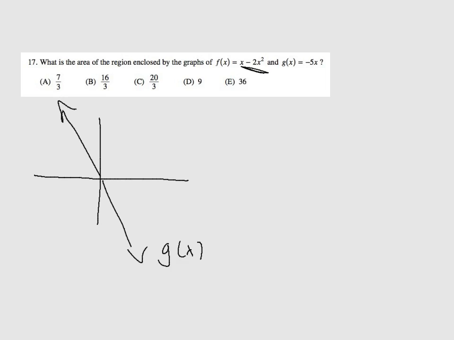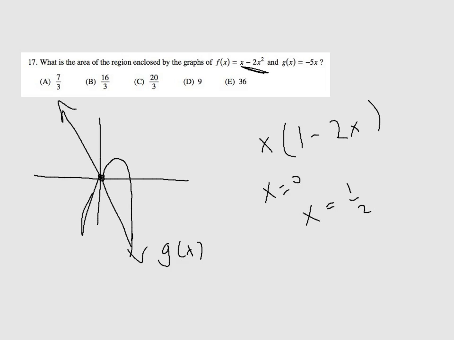I'm going to quickly factor out those zeros. So x times 1 minus 2x. So I'm going to have a 0 at x equals 0 and a 0 at x equals 1 half. Alright, so it's going to pass through 0, it's a quadratic, and then I'm going to have this type of look to my function.